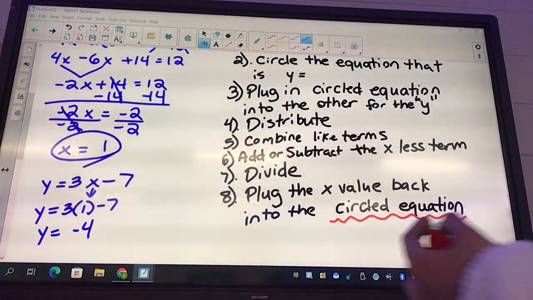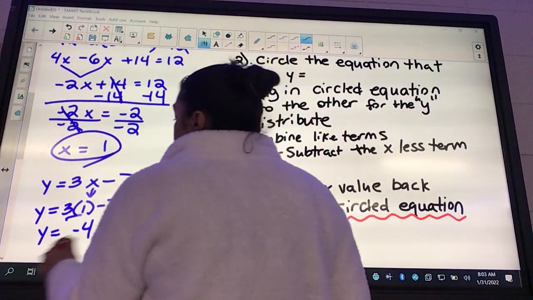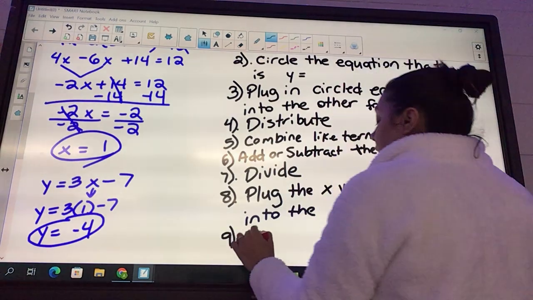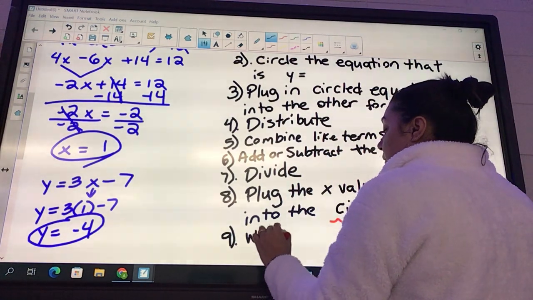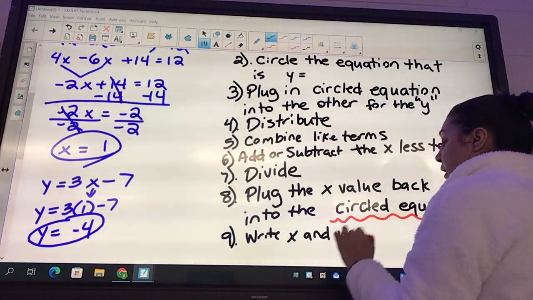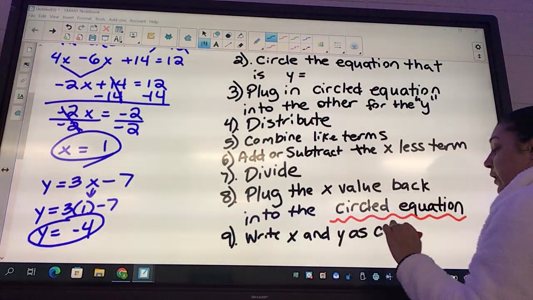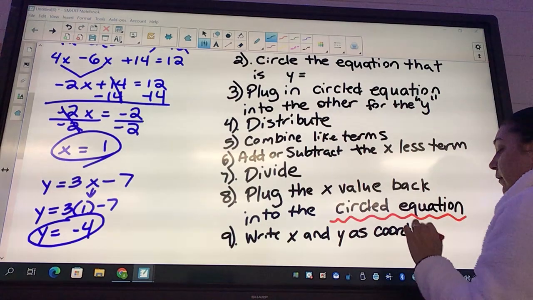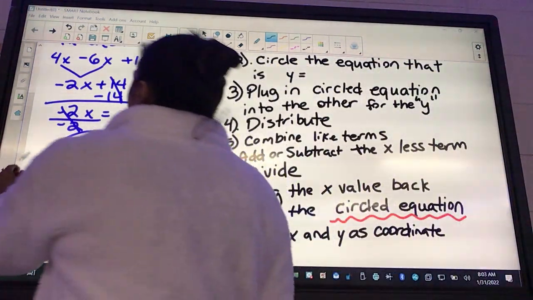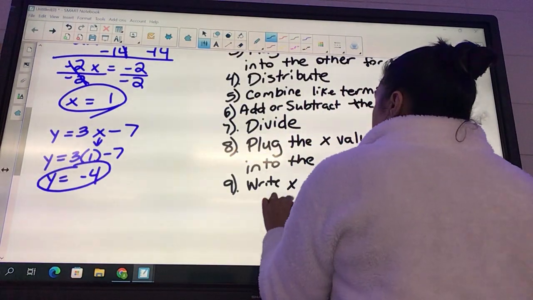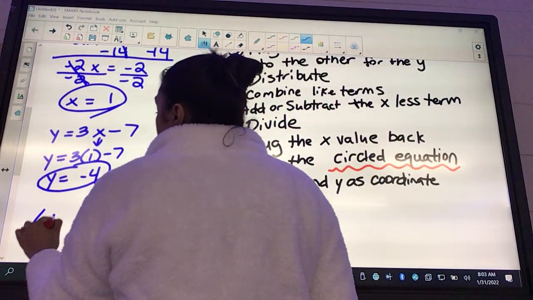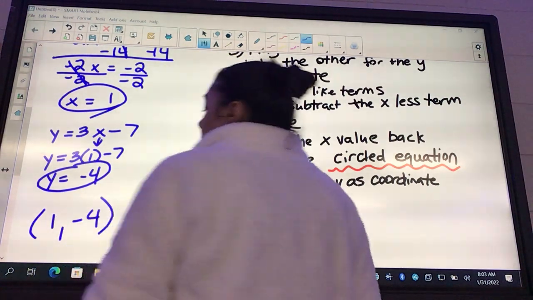Okay, and then last step. Step 9 is going to be to write x and y as a coordinate. It goes like x comma y. So in this case, our actual answer is going to be 1 comma negative 4.